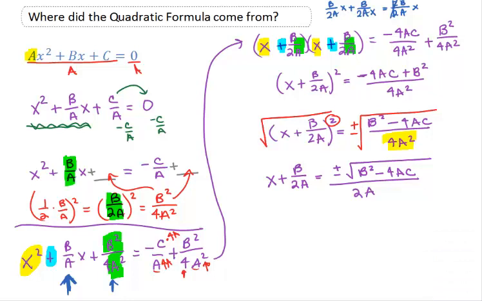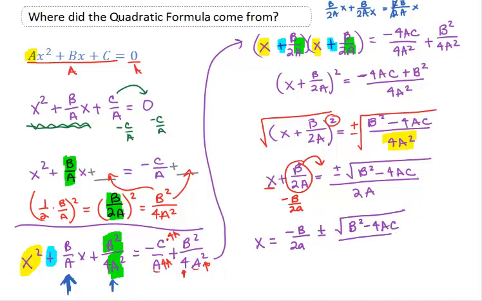Now all I have to do at this point is move this b over 2a to the other side to get my x isolated. And I do that by subtracting b over 2a from both sides. So I have x equals negative b over 2a plus or minus the square root of b squared minus 4ac all over 2a.